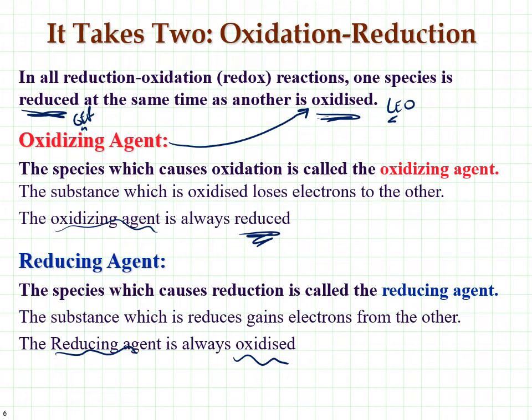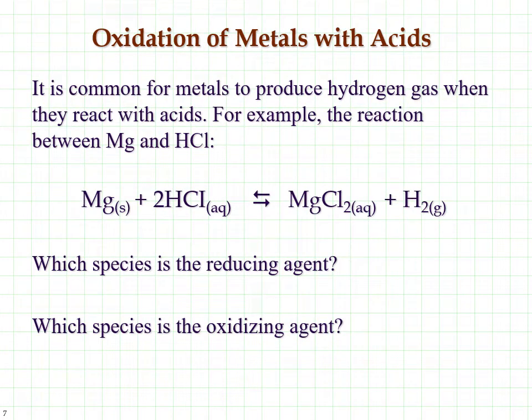Good. So let's practice that a little bit. Let's say that I'm going to make some hydrogen gas by combining metal with an acid. So I'm going to take some magnesium metal and some hydrochloric acid, and we're going to make this hydrogen gas. So our magnesium is going to start with an oxidation state or a charge of 0. It is neutral magnesium.